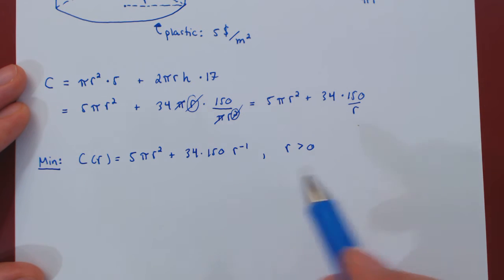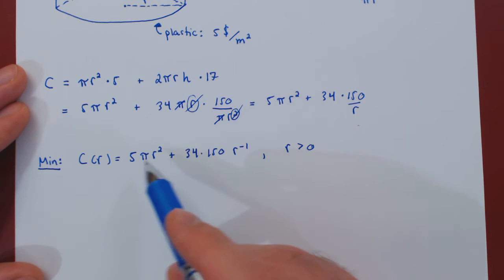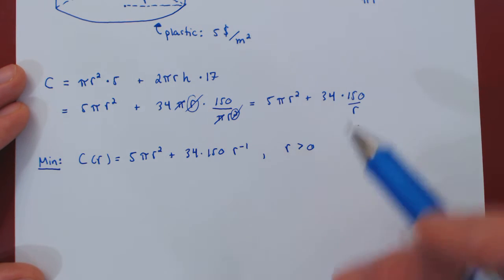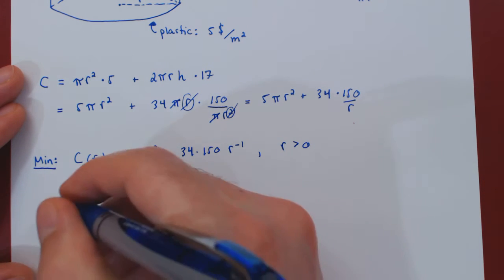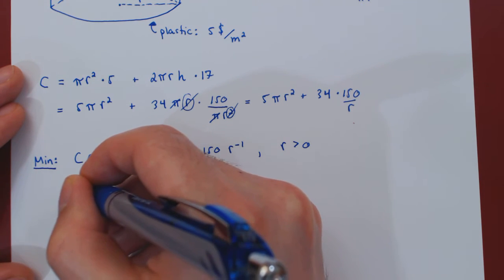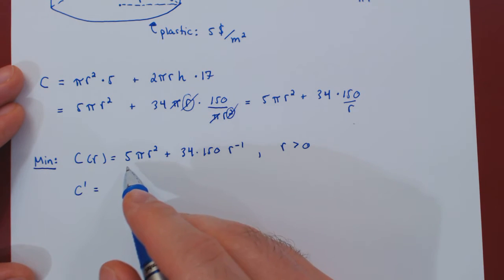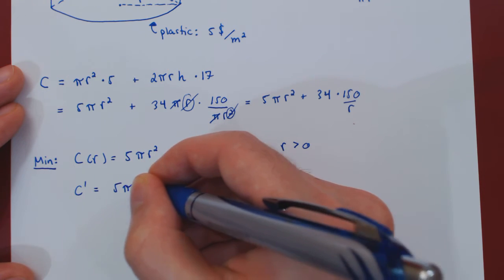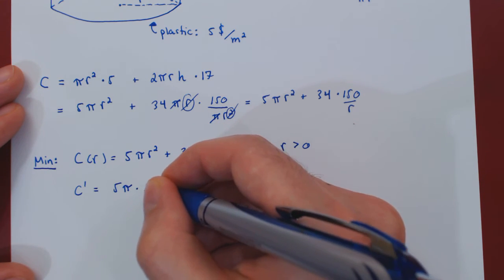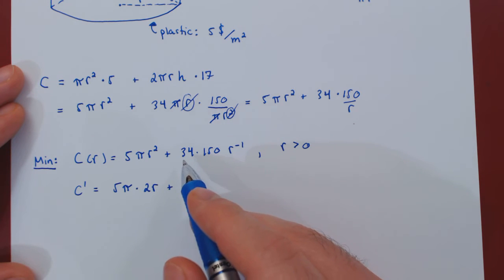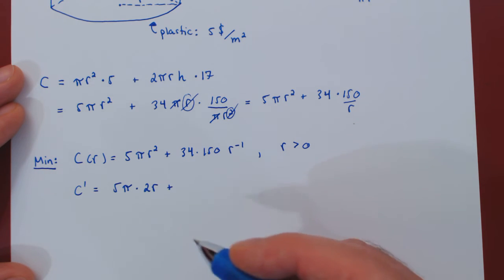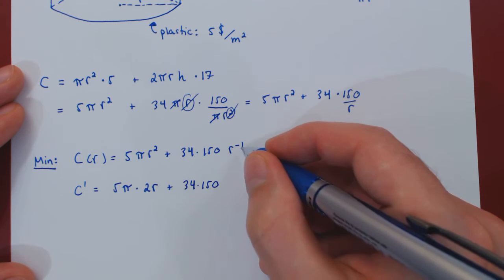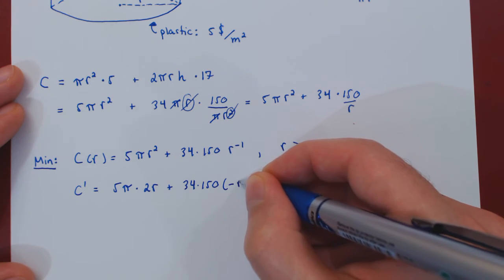So let's differentiate the cost function twice. Again, this function is in dollars, but we omit the units for now, and at the very end we can include them back in our conclusion. So let's differentiate. C prime: 5 pi is a constant multiple, so it will stay there. Derivative of r squared by the power rule is 2r, plus 34 times 150, a constant multiple. Power rule on r to the negative 1 gives negative r to the negative 2.